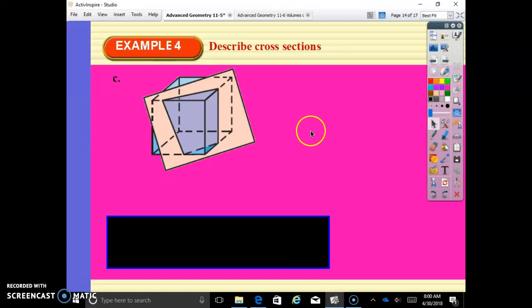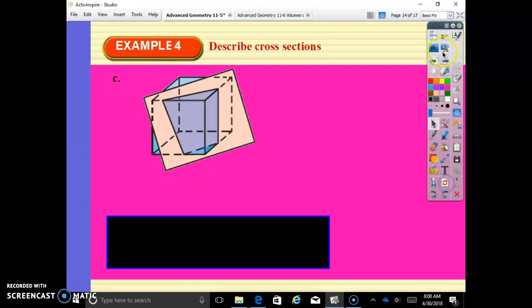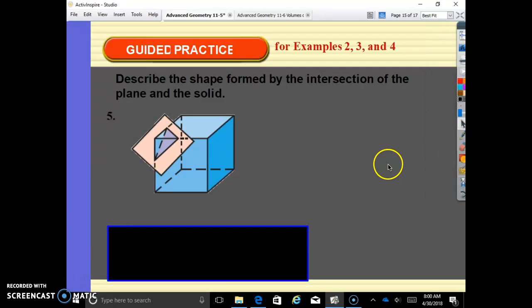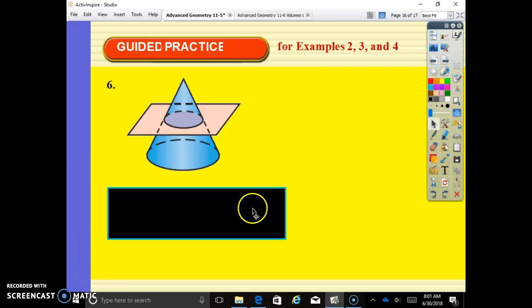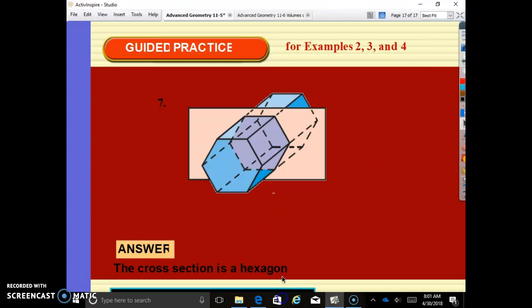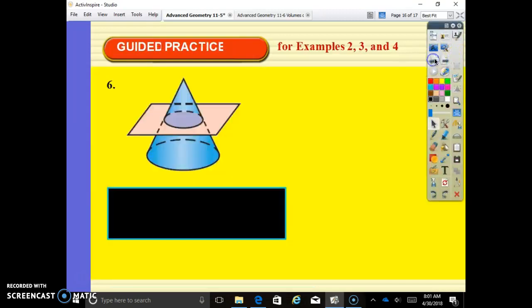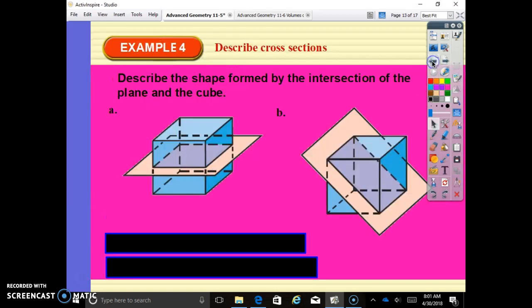How about this one? Good job. That is a trapezoid. Triangle. Good. Circle. Good job. Circle. That is a hexagon. Good job. So this cross section is a hexagon. What is this shape? The whole thing. Hexagonal prism. Good. And this one was a cone, not a polyhedron. This one was a cube. Good, good. Those are all cubes.